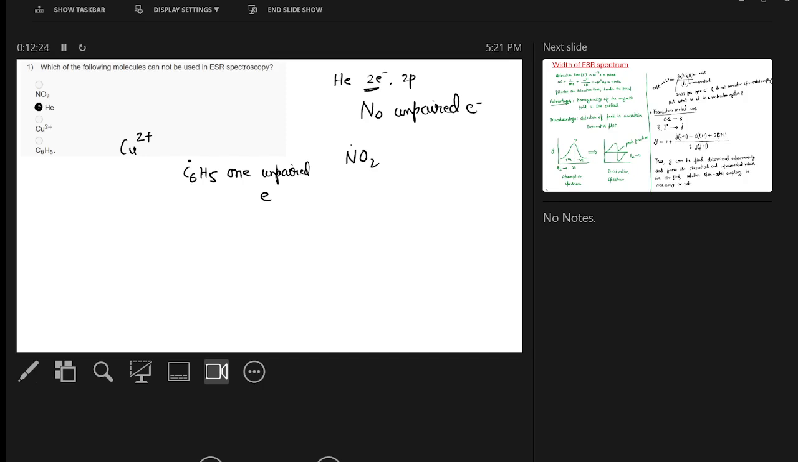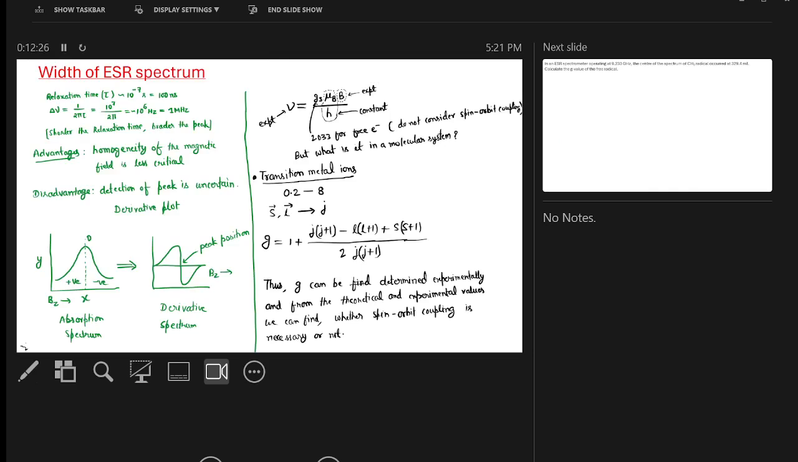Now coming to the next question. In the previous discussion we understood the conditions for EPR spectroscopy and the factors on which the energy separation between alpha and beta spin depends, by solving a few problems. Here we will see the width of the ESR spectrum. Let's say a transition is taking place from beta state to alpha state. There is some absorption of microwave, and because of that absorption you get an absorption spectrum.